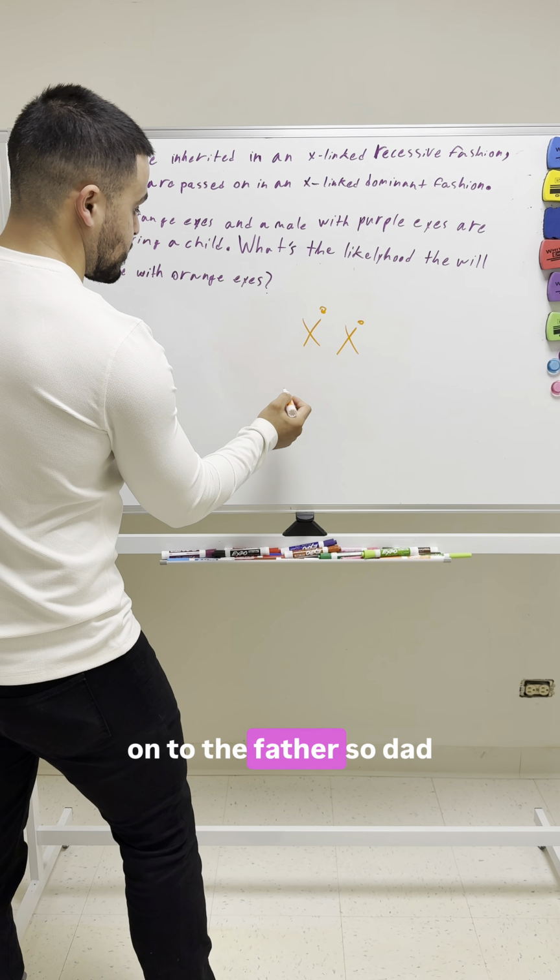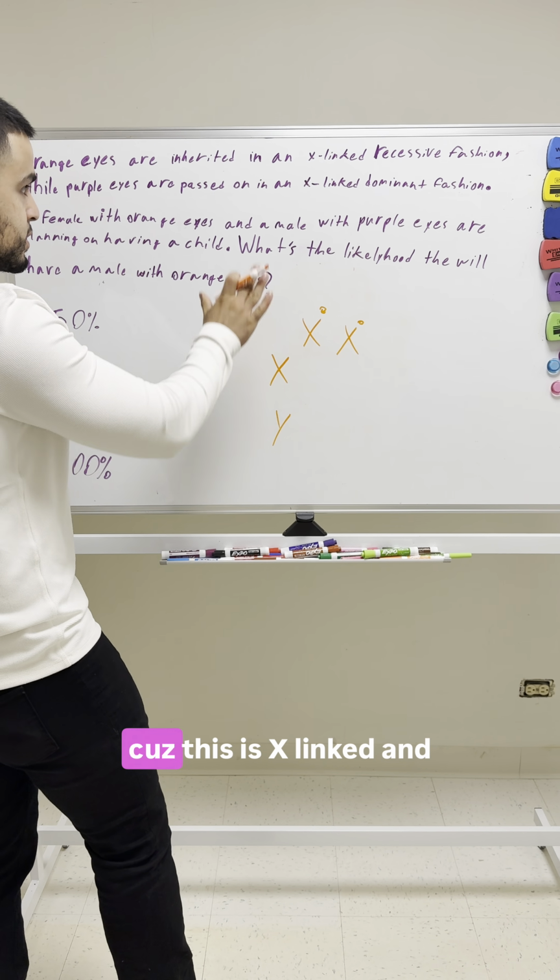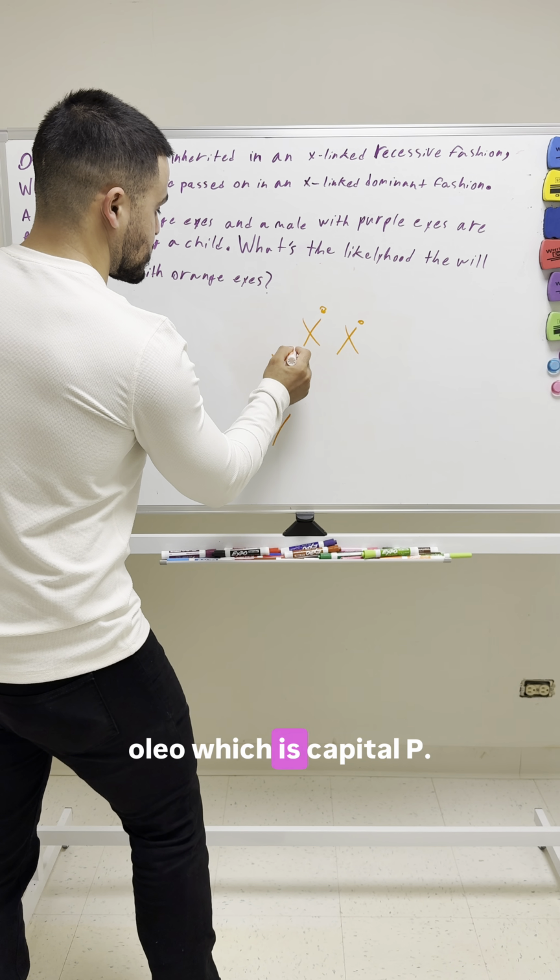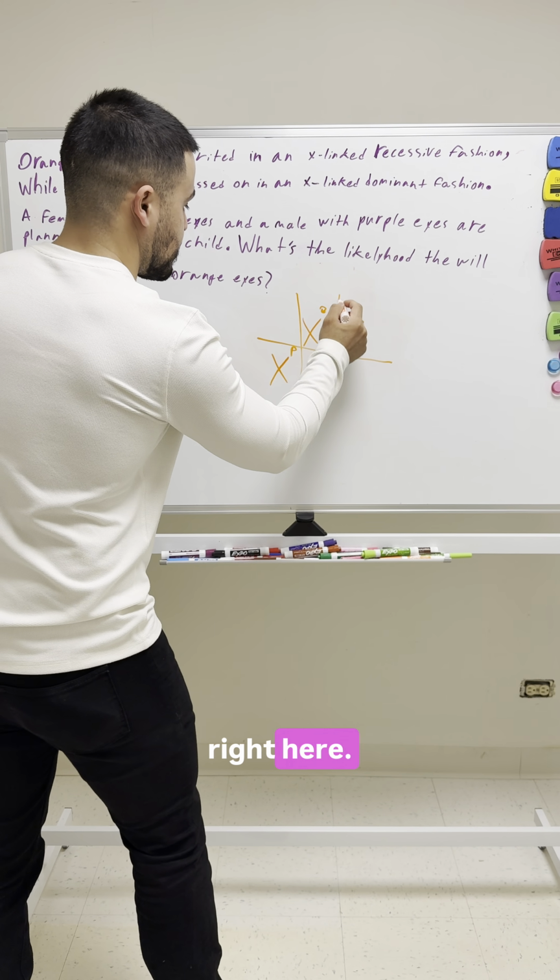Okay, so then moving on to the father. Dad will have XY chromosomes. Y won't have anything because this is X-linked, and because he has purple eyes, he'll have the dominant allele, which is capital P. Okay, so then let's draw out our Punnett square right here, and then just fill it in.